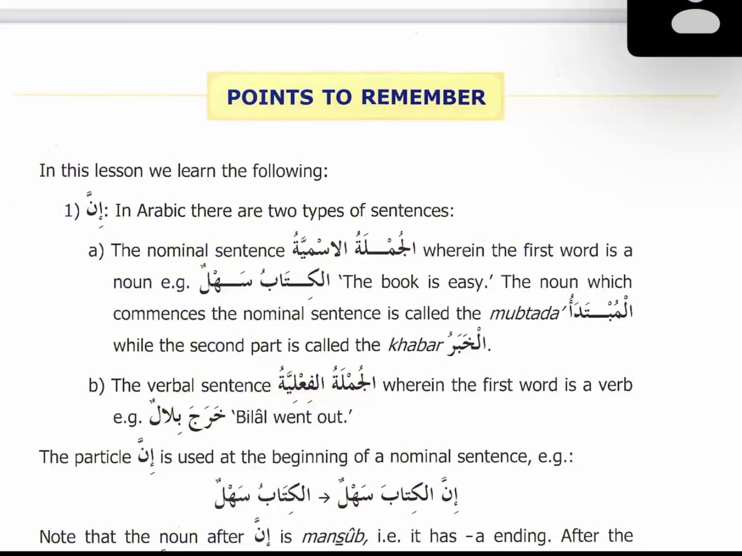A verbal sentence, Jumla Fi'liya, where the first word is a verb. Kharaja Bilalun. Bilal went out. Or if we translate it literally, went out Bilal.